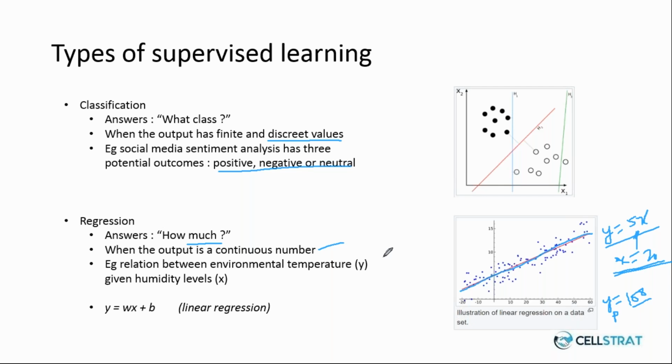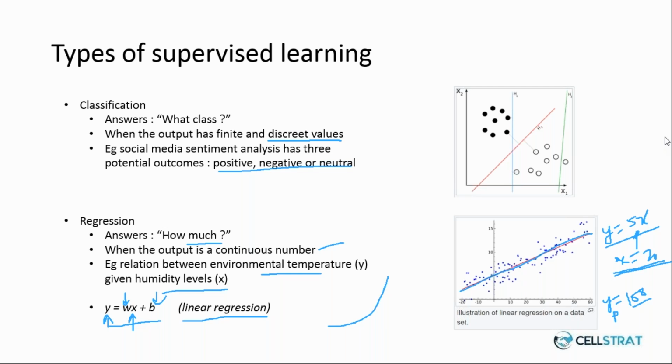Another example is, given humidity levels in my area, what is the environmental temperature? So the equation could be of something of this kind. Given the humidity level, which is represented by x, what is the temperature? So I can train a model which can predict temperature for humidity levels. When I say I'm training the model, I'm trying to learn the ideal values of weight W and bias B. Since this is a linear relationship, it's called linear regression. If it is a polynomial relationship of this kind, it is called polynomial regression. I hope this is clear.